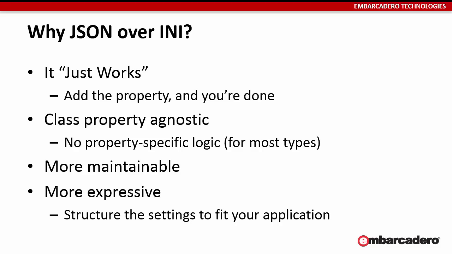JSON leaves your application more maintainable. You do not need to worry about adding lines of code to specific parts of the program to support specific properties. Finally, it is more expressive. You do not need to structure your application to fit your settings. You structure your settings to fit your application.